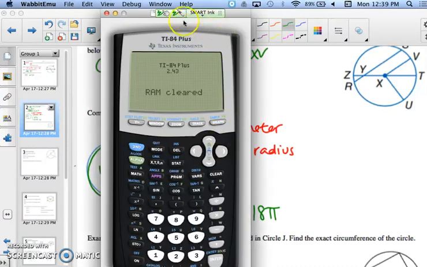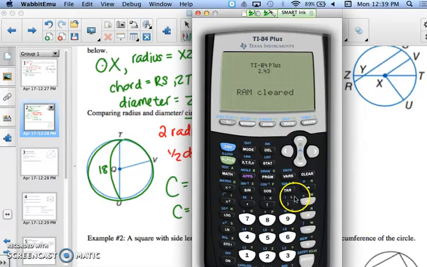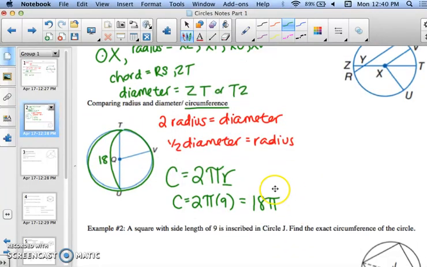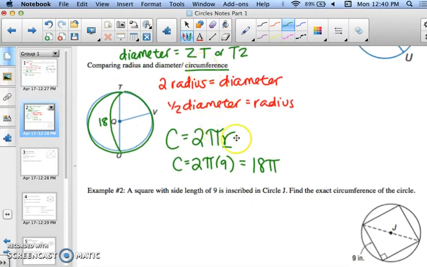All right, let's find pi. Pi. Here it is in blue right here. So if you want to type 18, second, that button. So 18 times 3.14 is 56.548, okay? So you can use either of those answers for that, okay? So that is how you find circumference. It's 2 pi times the radius.